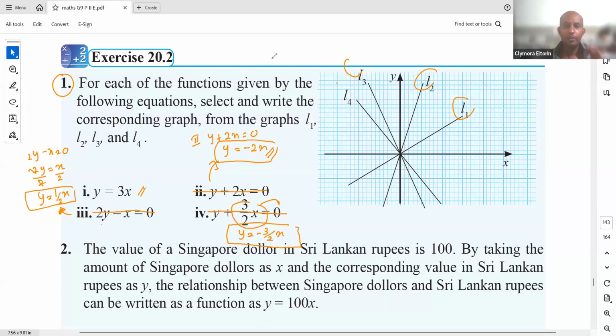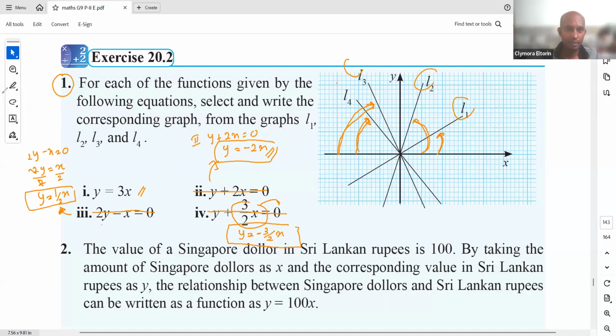Now what can you see? Without doing anything, you know about that. These two graphs have positive gradients, and these two have negative gradients. Right? These two have positive gradients because they make an acute angle from the positive direction of the x-axis. These two graphs have negative gradients because they make an acute angle from the negative side of the x-axis.